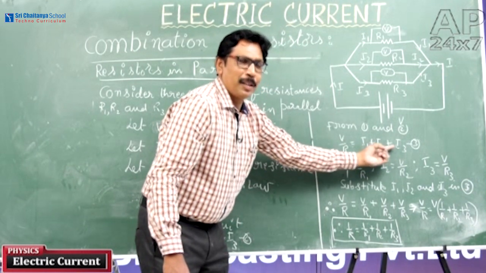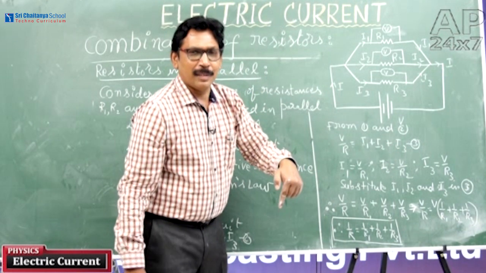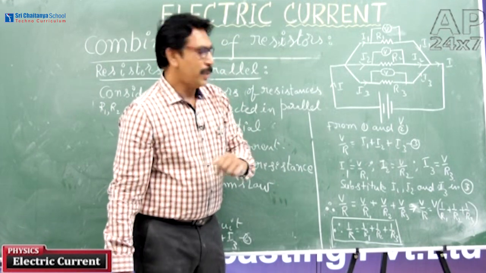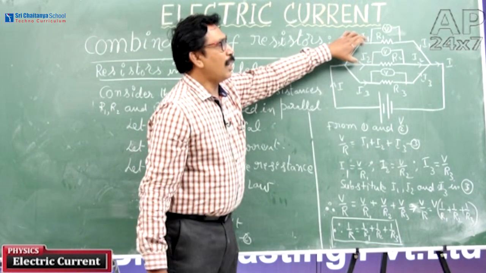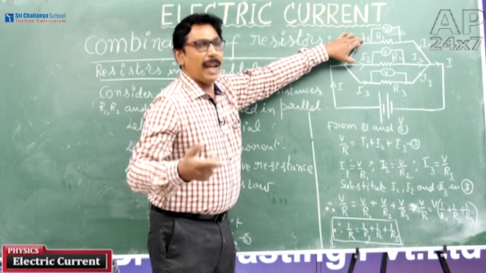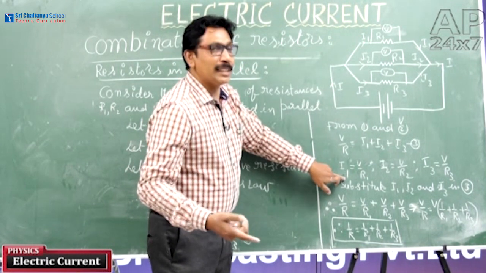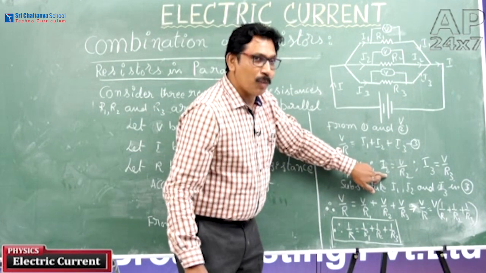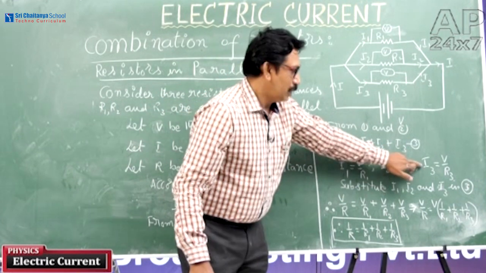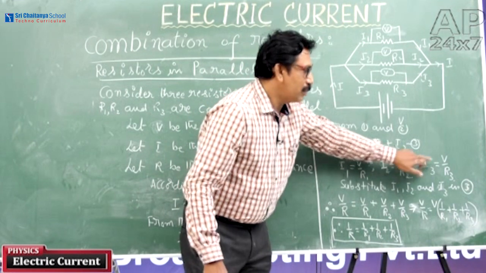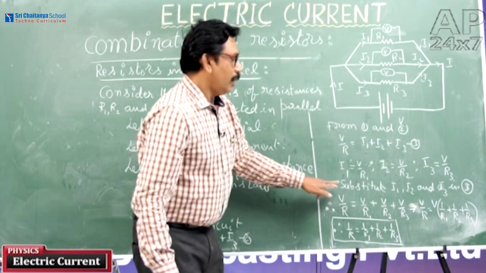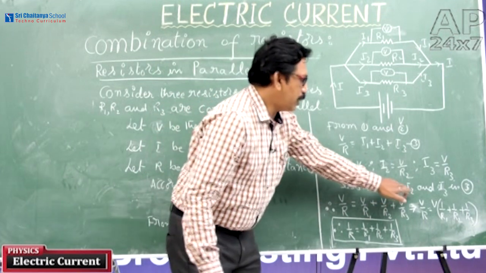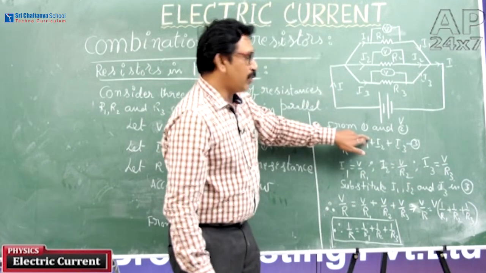Now, recall your magic triangle content. Here also you have to apply Ohm's law. So, what is I1 here? According to your magic triangle, I1 is equal to V by R1. Yes or no? Similarly, I2 is equal to V by R2. Similarly, I3 is equal to V by R3. Now substitute I1, I2 and I3 in equation number 3. This is equation number 3.